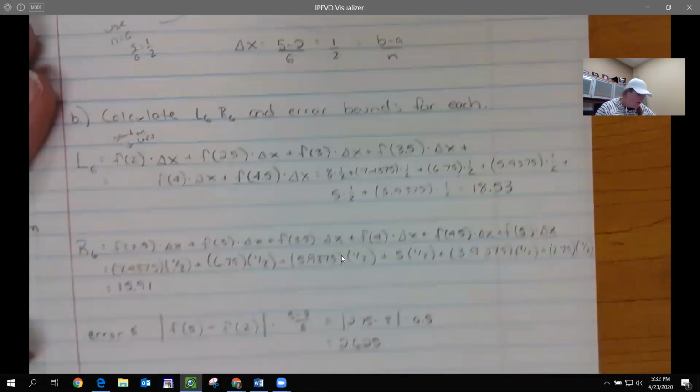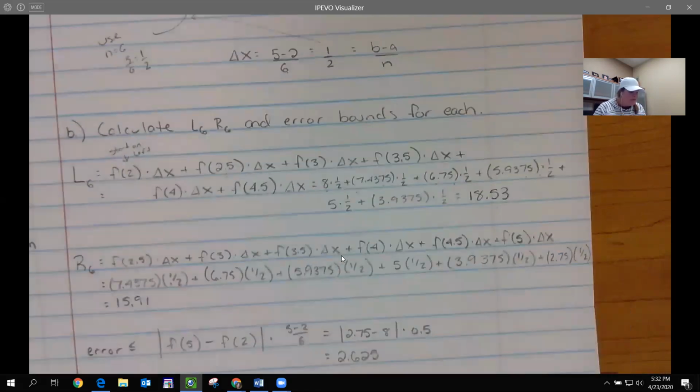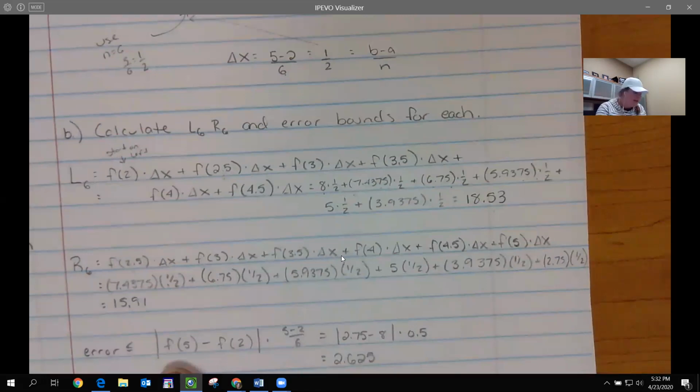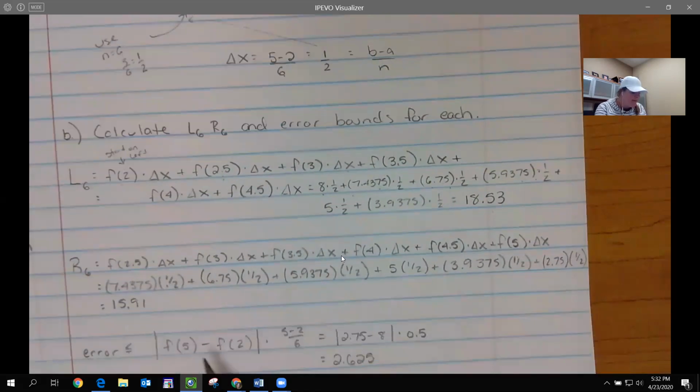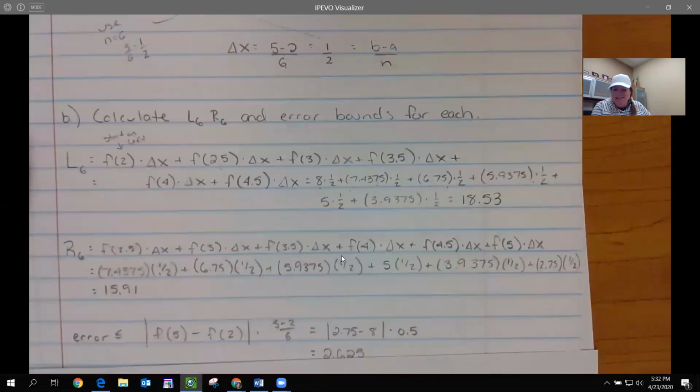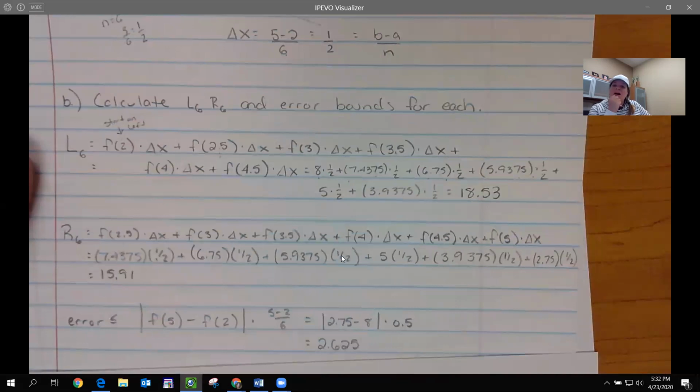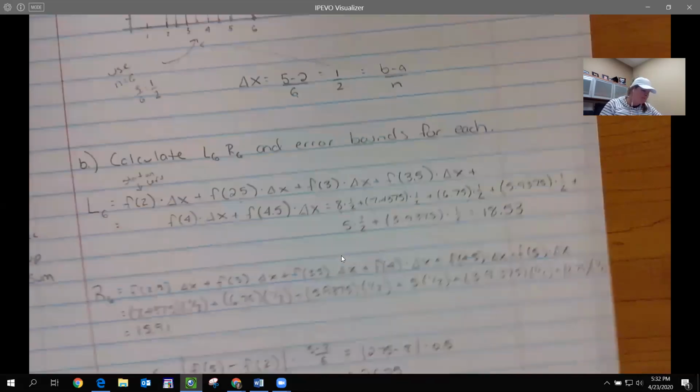What if I wanted the error? How far off am I? I would put in the error is going to be less than or equal to. I put in the A and B, subtract them, absolute value, and then the A and B divided by the 6. So if I calculate that out, I get 2.625. So our error is less than 2.6. So our error is not too far off for the left and right.